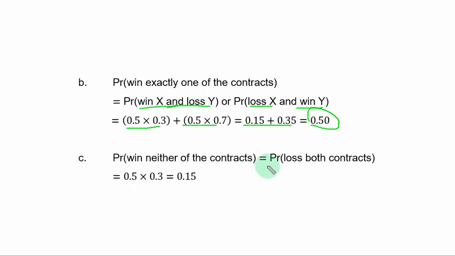C. Probability win neither of the contracts. That means he will lose both contracts. That is the meaning, and that is 0.5 times 0.3, and you have 0.15.